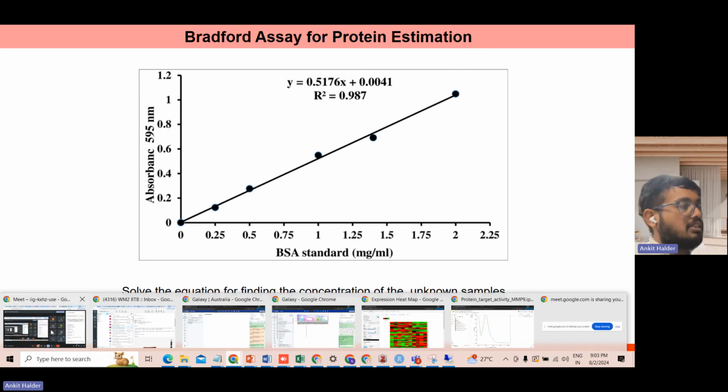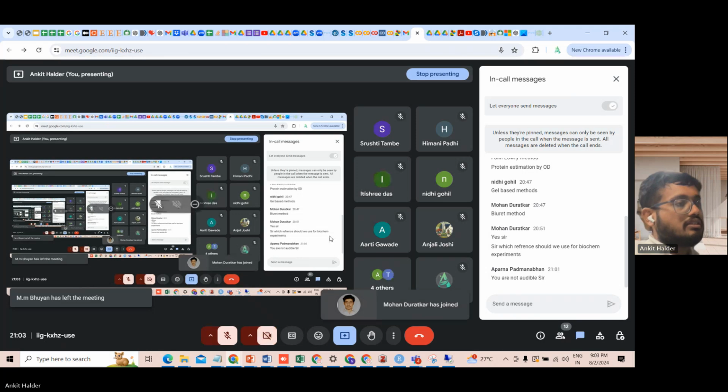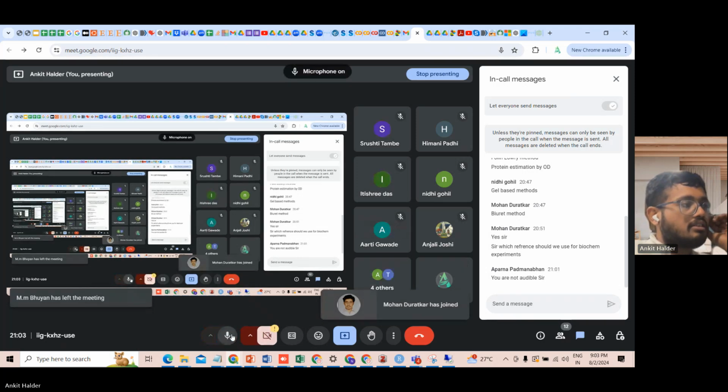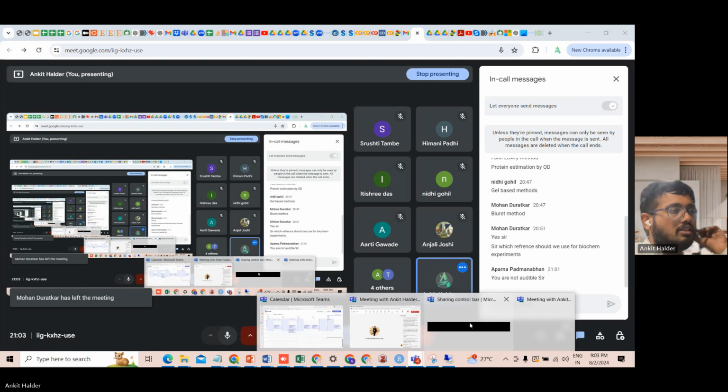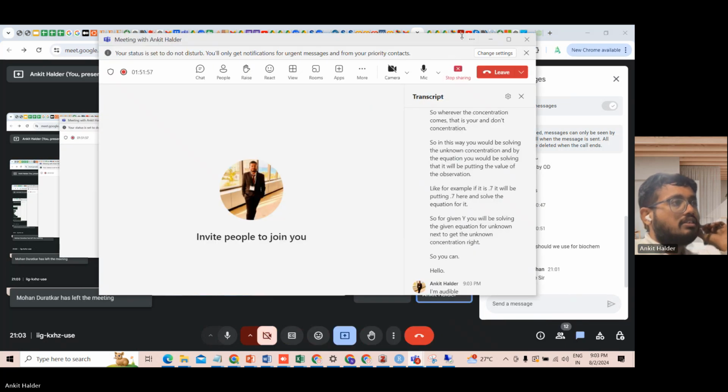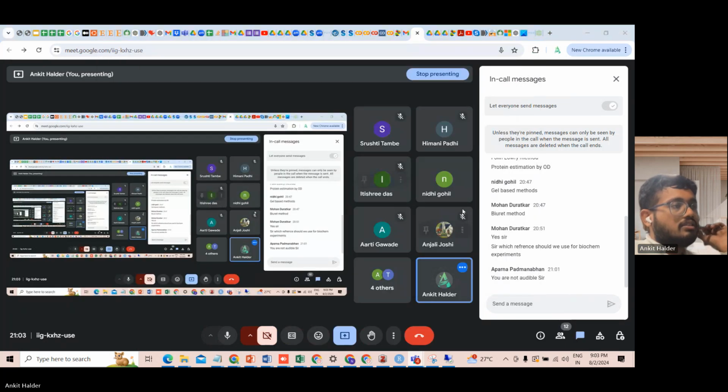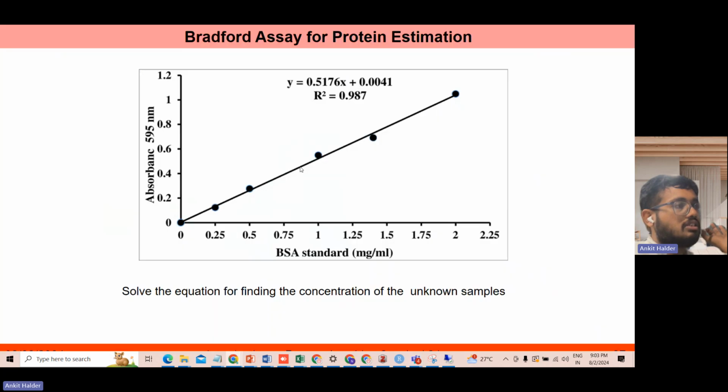Hello, am I audible? Okay, so have you understood the Bradford and this curve?